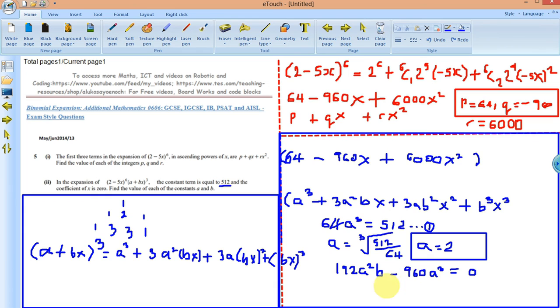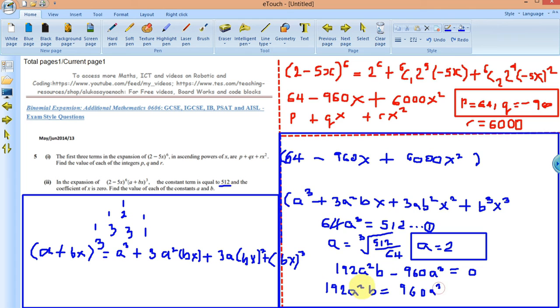From here now I can go ahead and reduce this one. This is a square. So I can do 192 a square b equals, take that one there, 960 a cube. So if I divide both sides by a square, this will be gone.